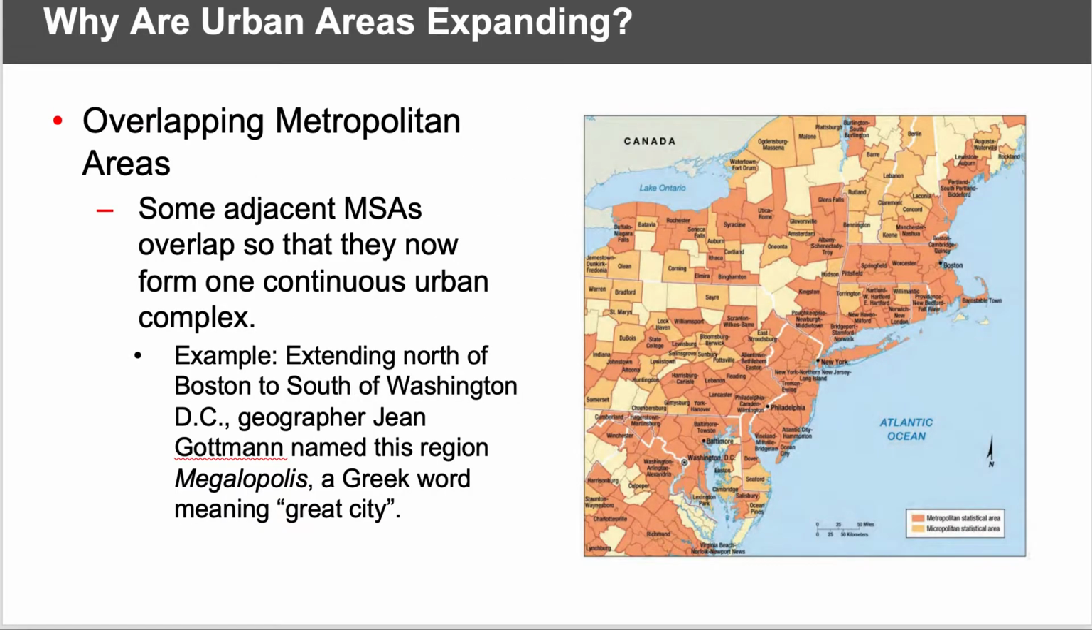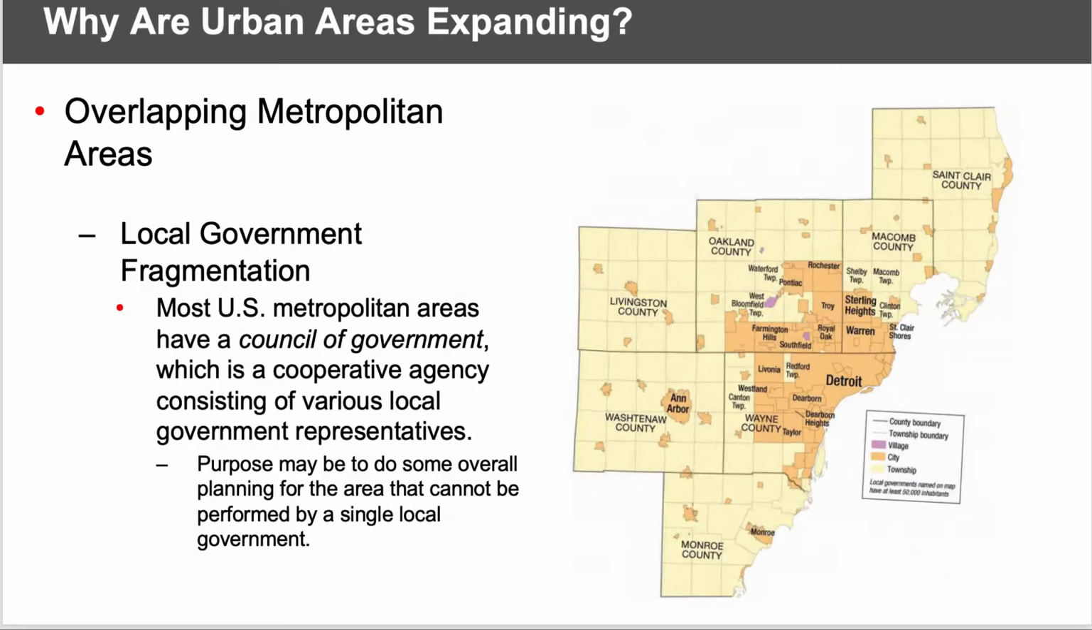Overlapping metropolitan areas. Some adjacent metropolitan statistical areas overlap so they now form one continuous urban complex. The Northeast corridor, for example, extends north of Boston to south of Washington. This was sometimes referred to as a megalopolis, Greek word meaning great city. You can travel from Boston, Massachusetts, all the way to Washington, D.C., and you never really leave a metropolitan area.